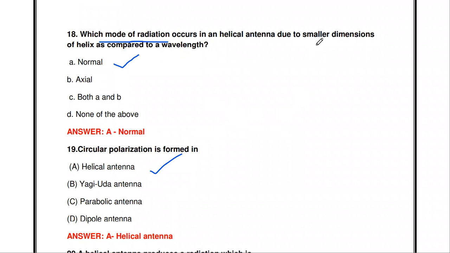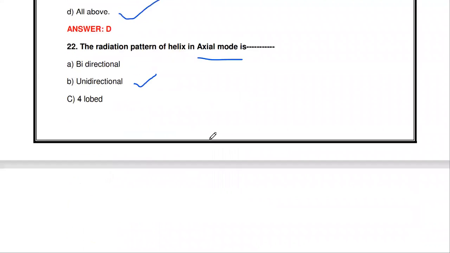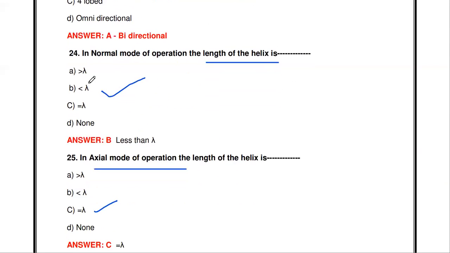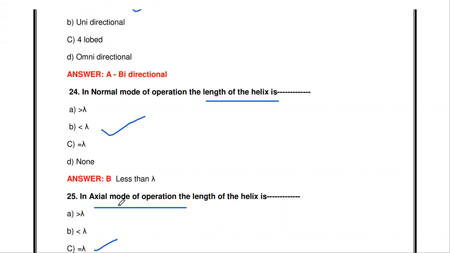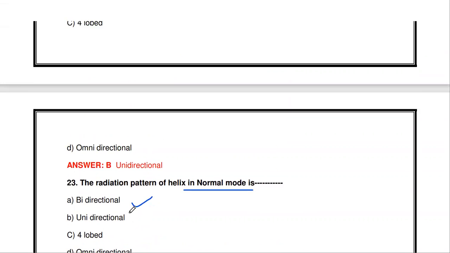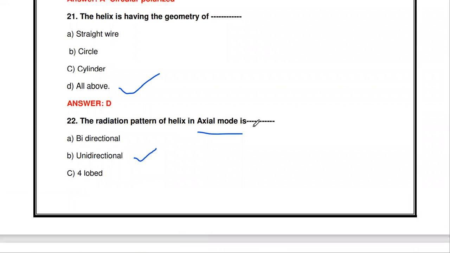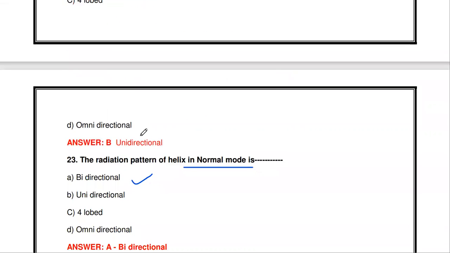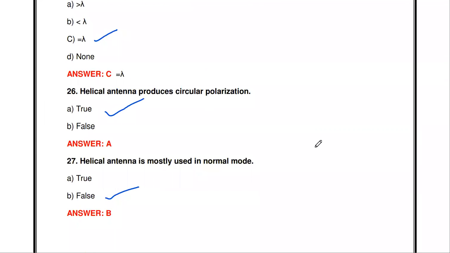Depending upon the dimension of the helix, there are two modes of operation: normal mode and axial mode. In normal mode, the length of the helix is less than the wavelength lambda. In axial mode, the length of the helix is equal to lambda. The radiation pattern in normal mode is bidirectional. The radiation pattern in axial mode is unidirectional. So these are some of the questions about this helical antenna.